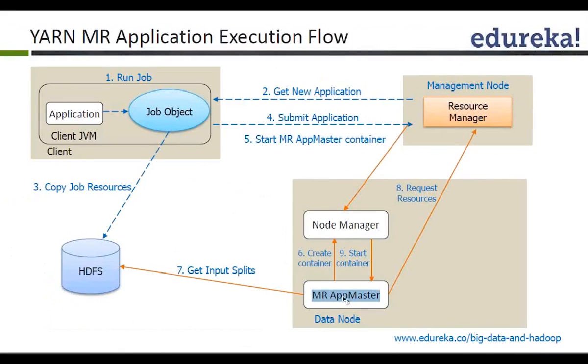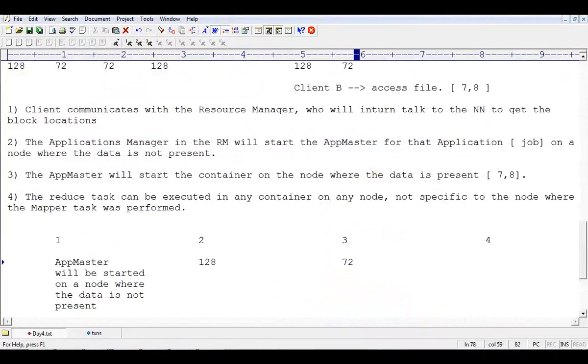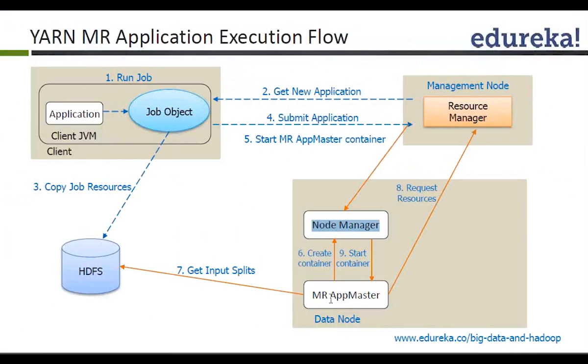Slide number 6. The app master will tell the node manager to create a container. Which node manager am I talking about here? Let me go back to the PDF. App master is running on node number 1. Which node manager will it tell to create a container? It will tell the node manager on 2 and 3 to start the container because the data is over there, right? So then step number 7 is done.